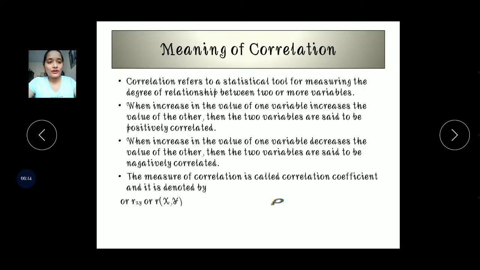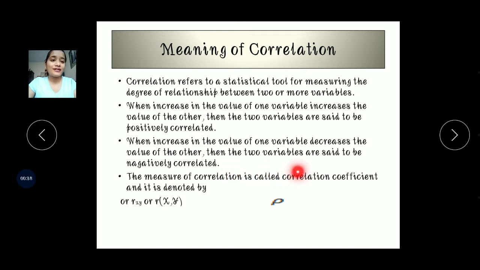So correlation is a statistical tool which is used for measuring the degree of relationship between two or more variables. Whenever we have to see the relationship between two variables, we use correlation. When two variables move in the same direction, they are said to be positively correlated. When two variables move in different directions, they are said to be negatively correlated.